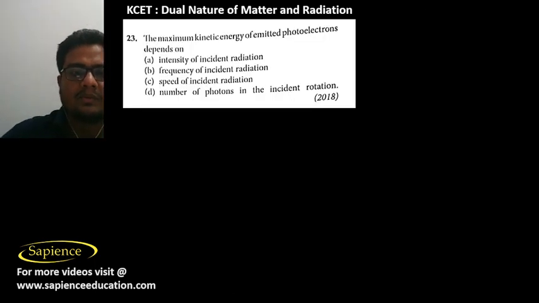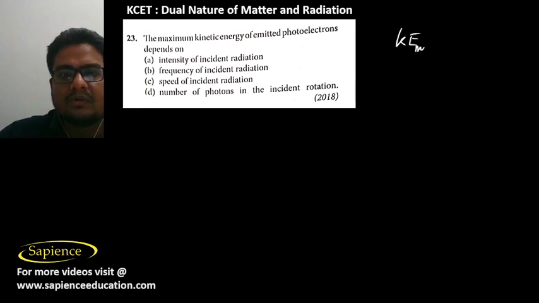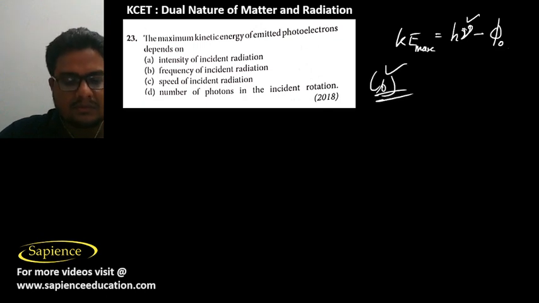Then in question number 23, it is told the maximum kinetic energy of the emitted photoelectrons depends on the frequency of the incident radiation, since it is h nu minus the work function. So it depends on the frequency of the incident radiation. So option D is the correct answer.